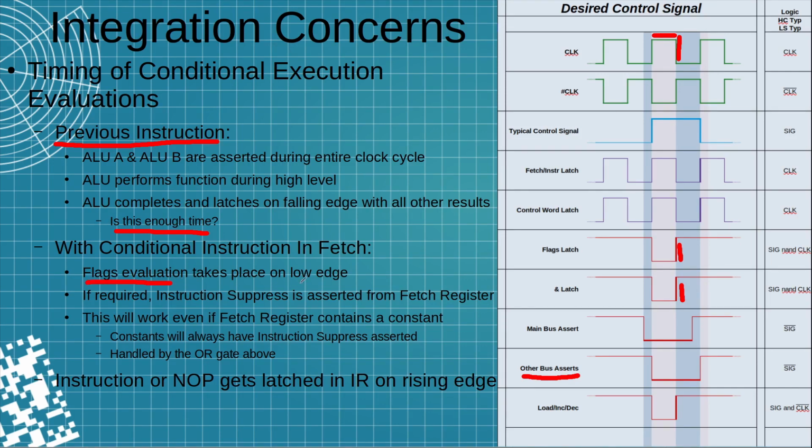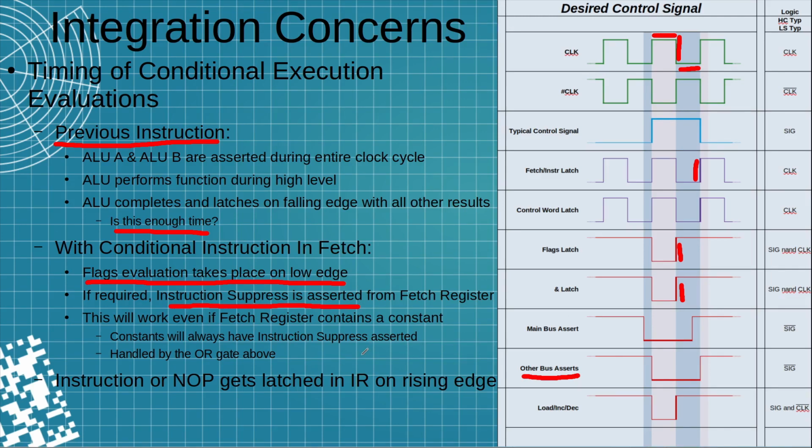The flag evaluation itself is going to have to take place on the low edge of the clock. So down here, that's when we're going to evaluate whether or not the next instruction is going to take place. And that may seem a little aggressive, but it's the period in time that I have in order to determine, because on the rising edge of the clock is when I latch the fetch and instruction register. So if I'm going to do an instruction suppress, I have to make that decision ahead of that rising edge. So the instruction suppress has to be asserted from the fetch register.